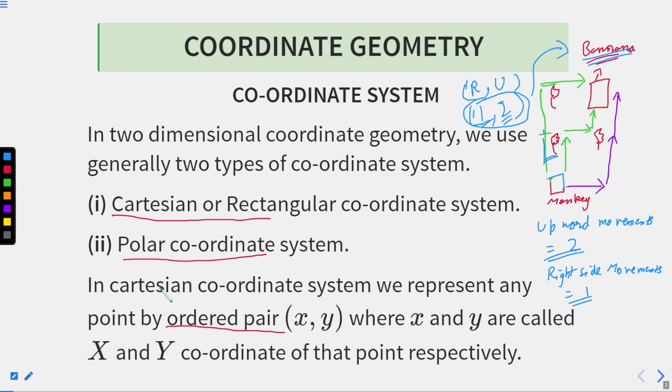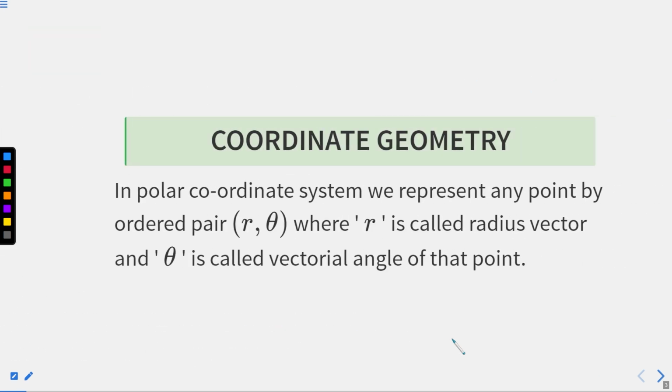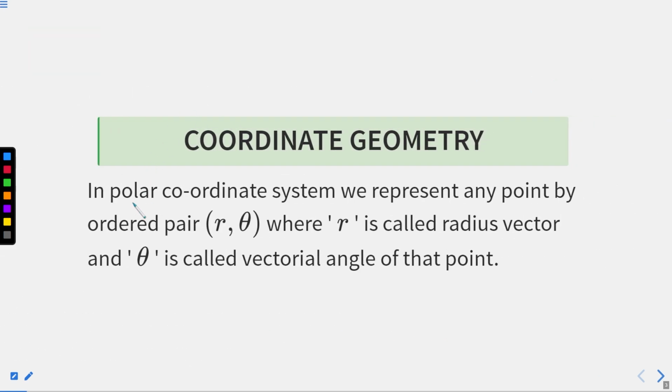So in the Cartesian coordinate system, this is the ordered pair. I have explained it with the example of the monkey and the banana. Here the right means the x-axis, and the upward means the y-axis. Clear? Let's move to what is the polar coordinate system.